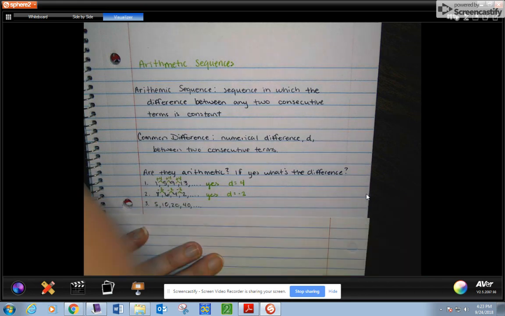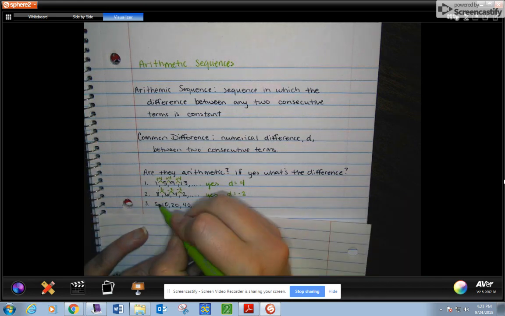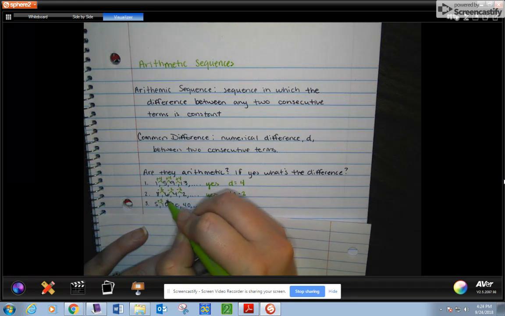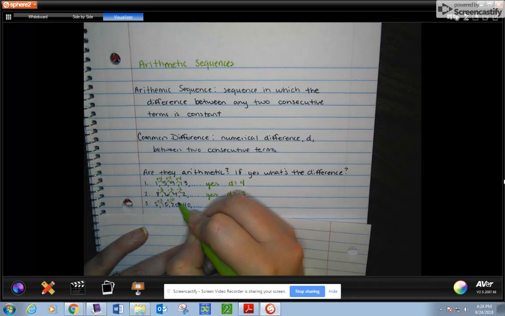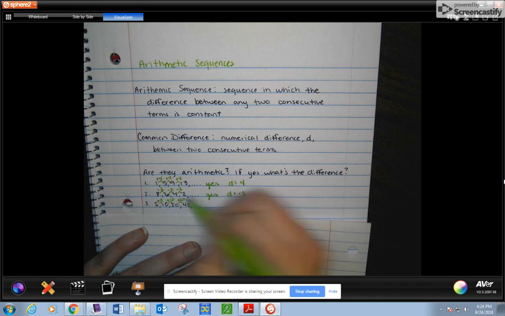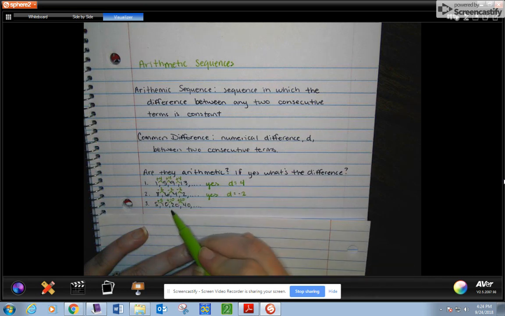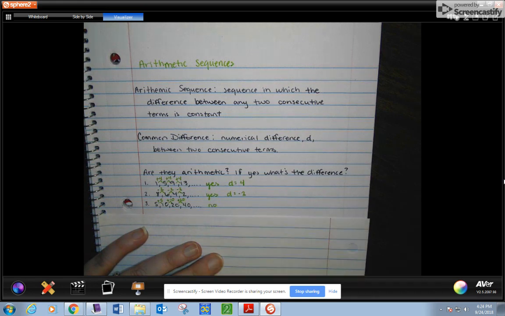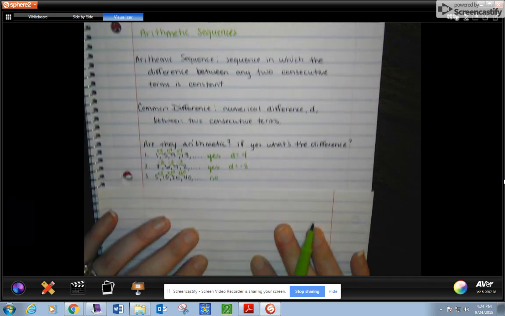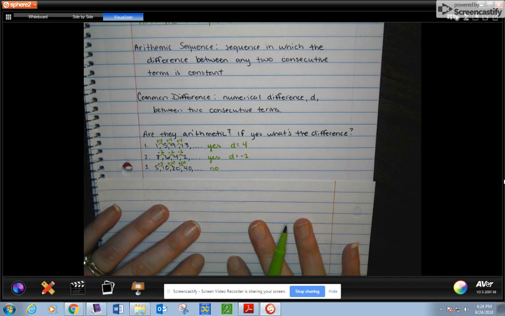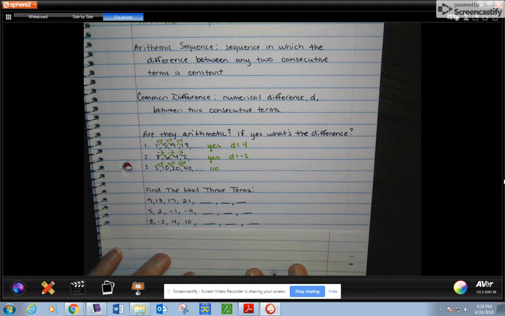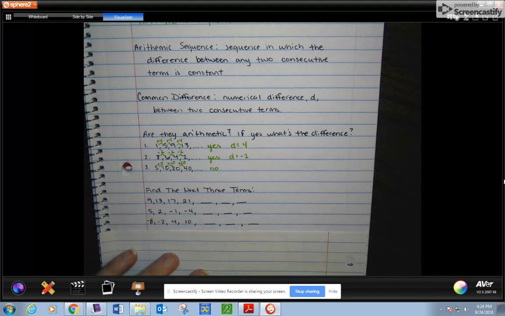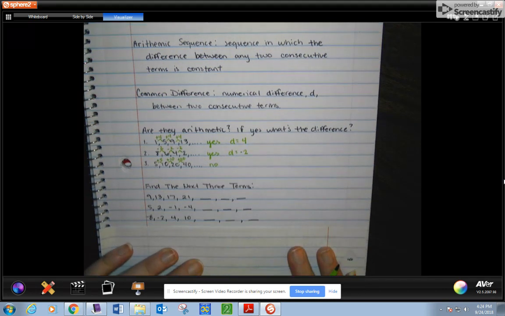Okay, for my last example, 5 to 10 is plus 5. 10 to 20 is plus 10. And 20 to 40 is plus 20. Since we are not adding or subtracting the same amount every time, no, this is not arithmetic, so there is no common difference. Okay, once you have those 3 done, if you will go ahead and pause and write those, now what we're going to do is find out what the next 3 terms are.